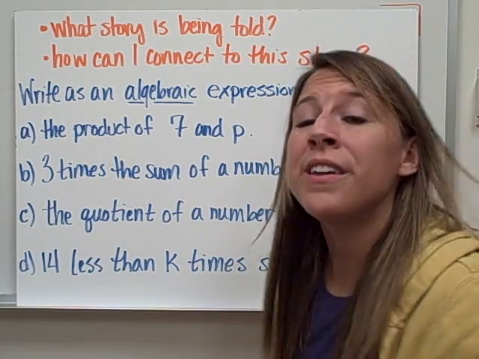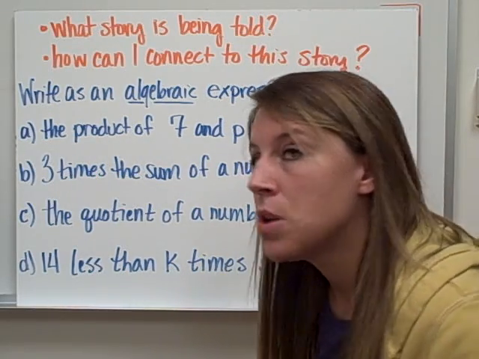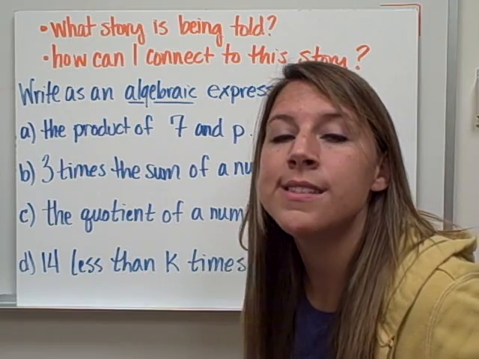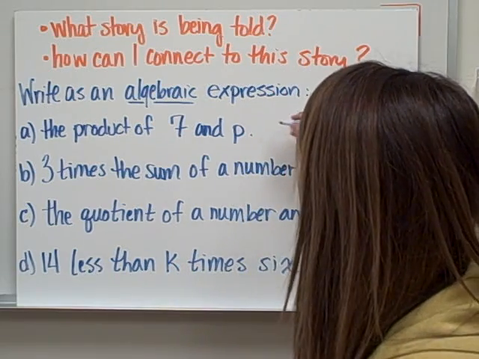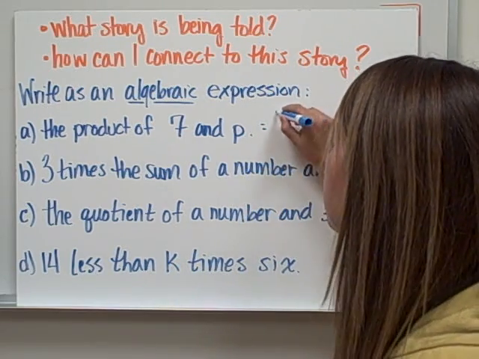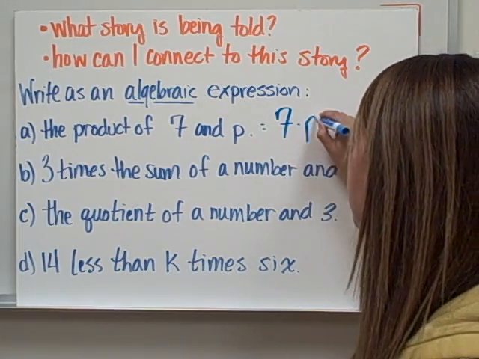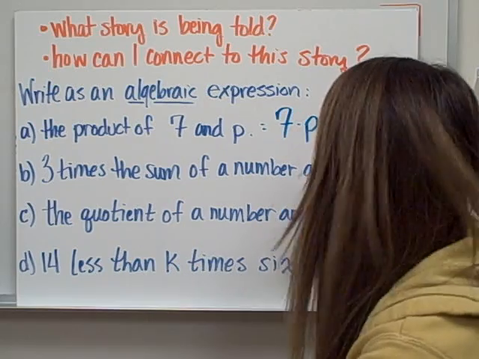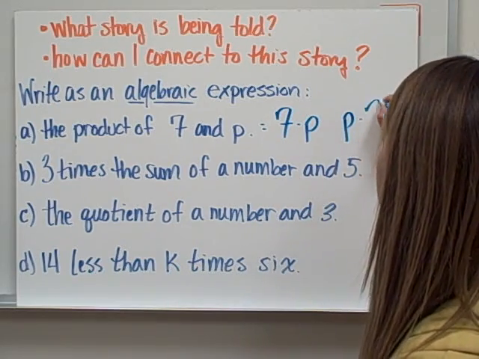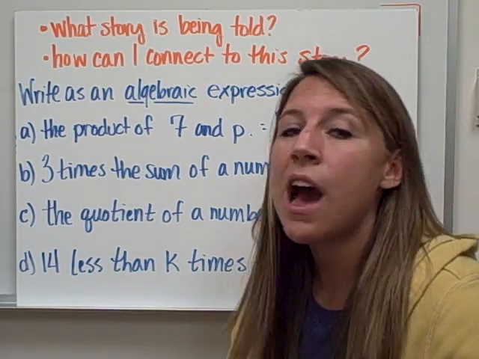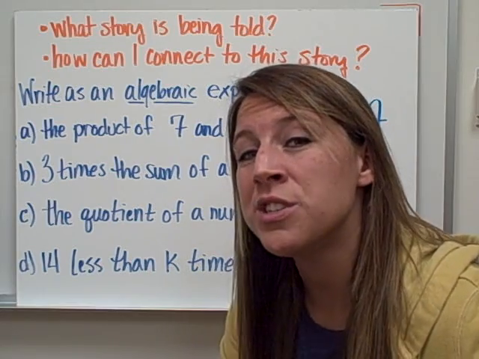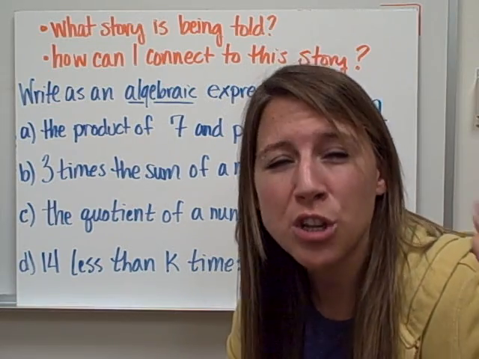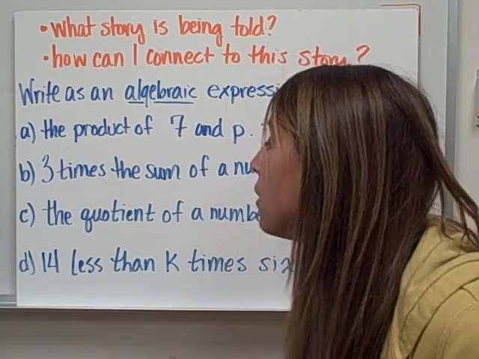Example A, the product of 7 and p. Well, the product means to multiply, and so the product of 7 and p is 7 times p. We know that multiplication is commutative, so it would not be incorrect if you were to say p times 7. This is not always going to be the case. Some operations are not commutative, so just be careful and know which ones are and which ones aren't.